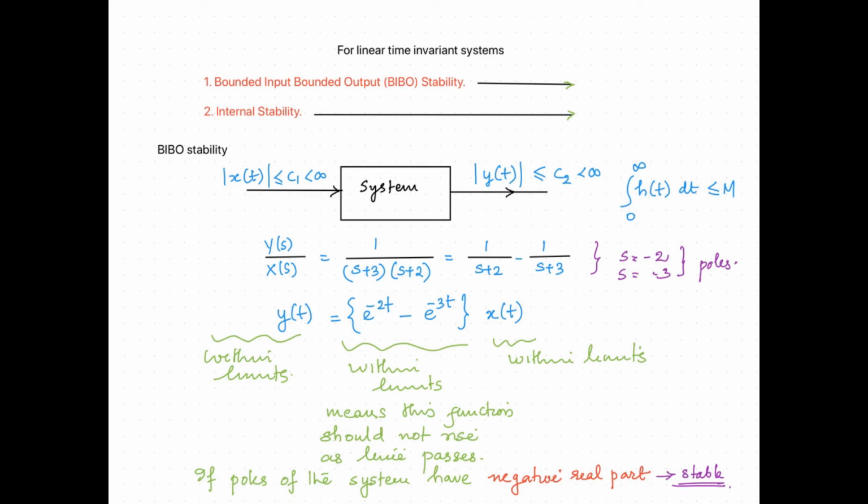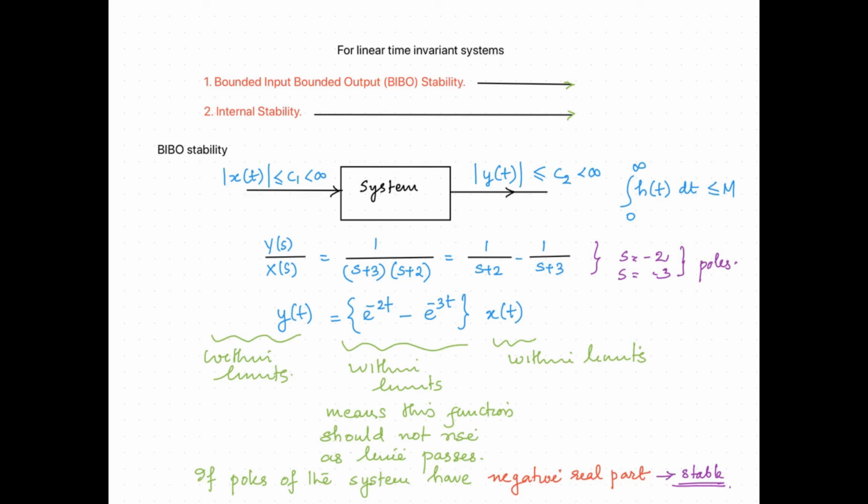Stability, as mentioned before, is a condition where the system response settles towards the equilibrium point. As far as linear time invariant systems are concerned, there are two notions of stability: one is bounded input, bounded output stability, and the other is internal stability. Let us start with bounded input, bounded output stability.